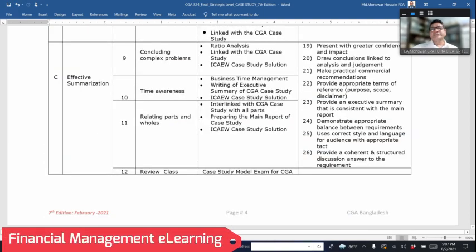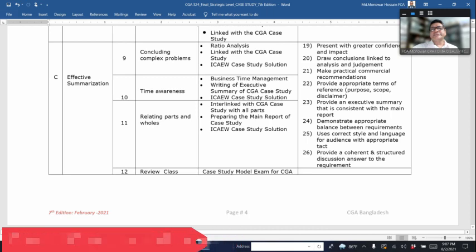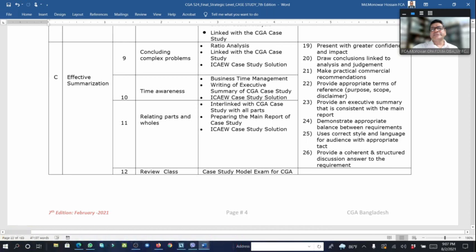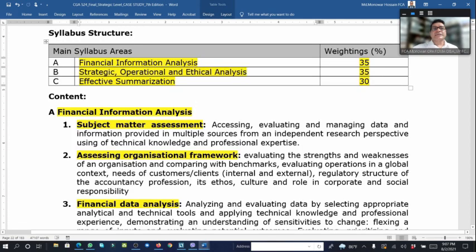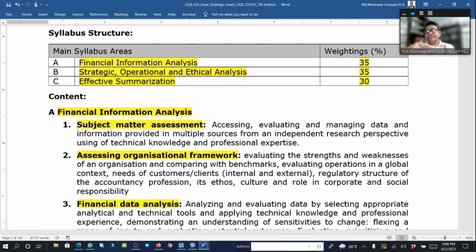We have seen that in our CGA, there are 3 basic items within this paper: financial information analysis, strategic, operational and ethical analysis, and effective summarization. So this is the weight here: 35%, 35%, and 30%. When any question setter makes the question, they should think about these items, because financial information analysis related questions should be 35%.